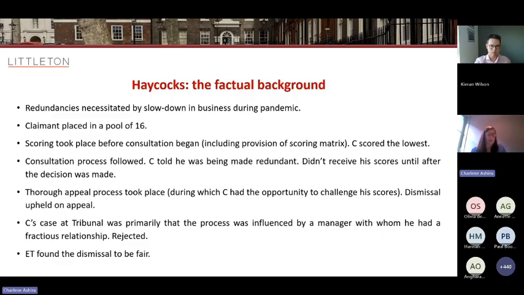Now, Mr. Haycocks, with a bee in his bonnet in a good wind, found favour in the EAT. Now, I just want to pause there for a moment and step away from the Haycocks case to consider some of the recent trends that we've seen in the EAT in relation to redundancy, because there's been a number of cases over the last few years which suggest a pendulum swing towards the EAT clamping down on redundancy processes.